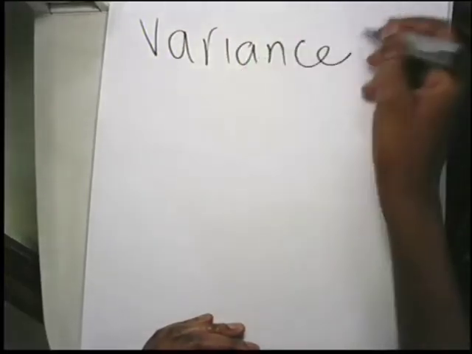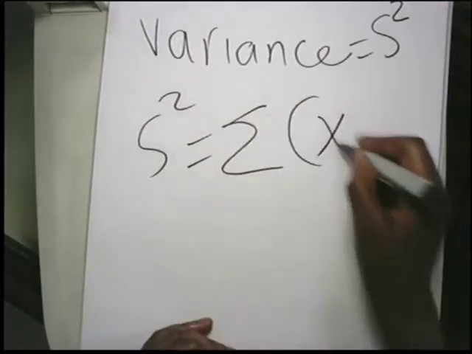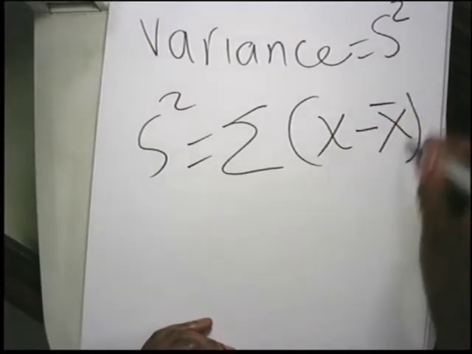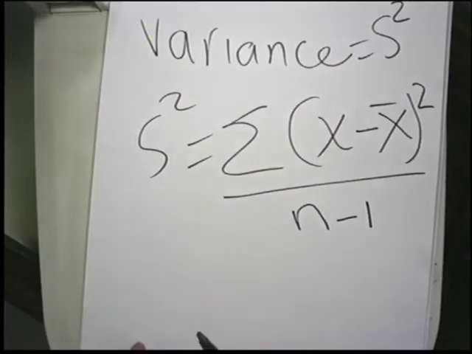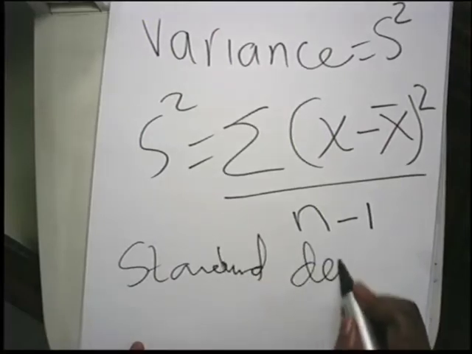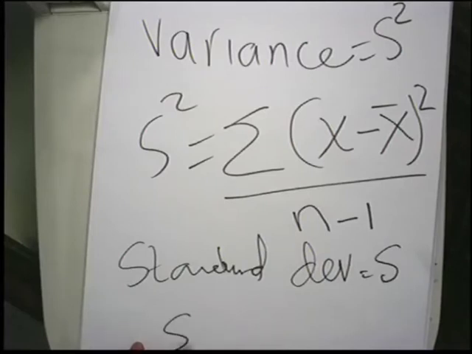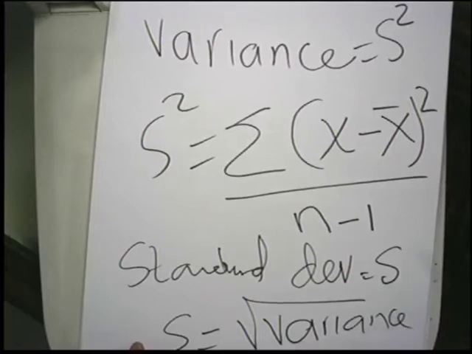variance, which is known as s squared. S squared is the sum of all the x values minus their mean, and you square it, divide by n minus 1. That is the formula. Now, the standard deviation, which is s, is just the square root of the variance. So when you get the answer of the variance, put it in the square root, it gives you the standard deviation. Okay? And that is for an ungrouped data set.